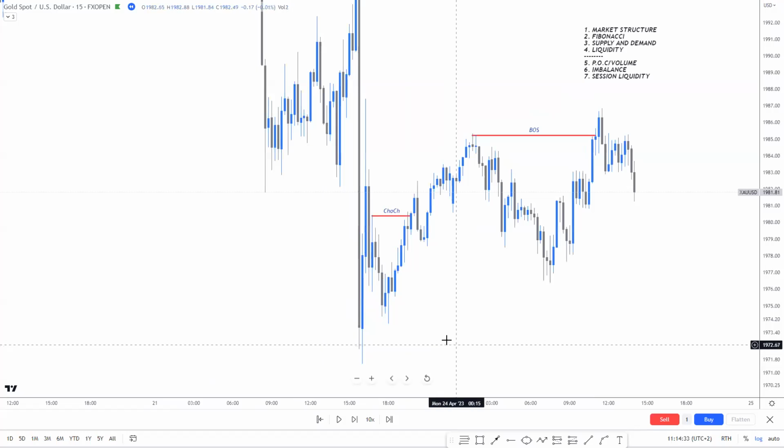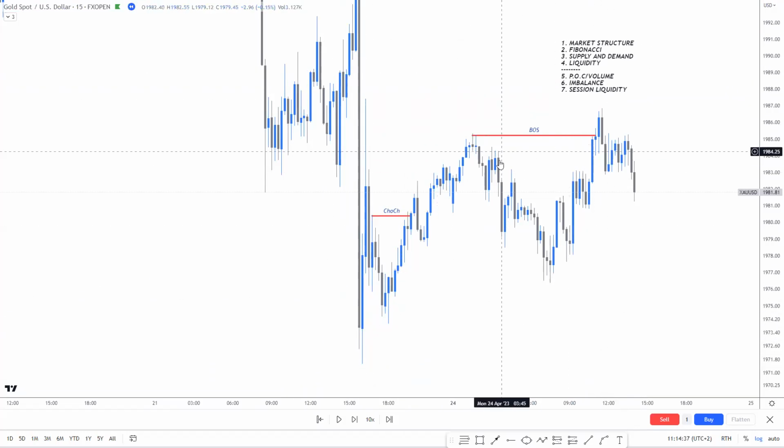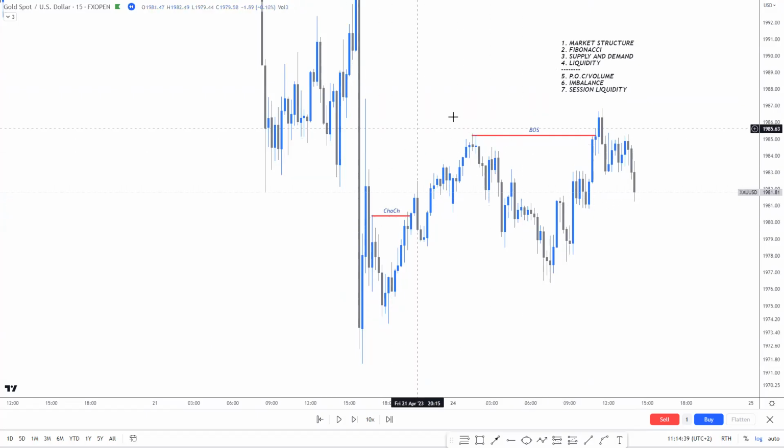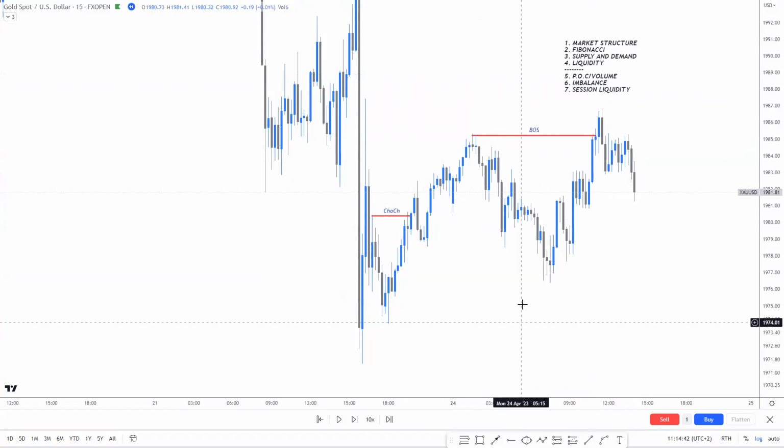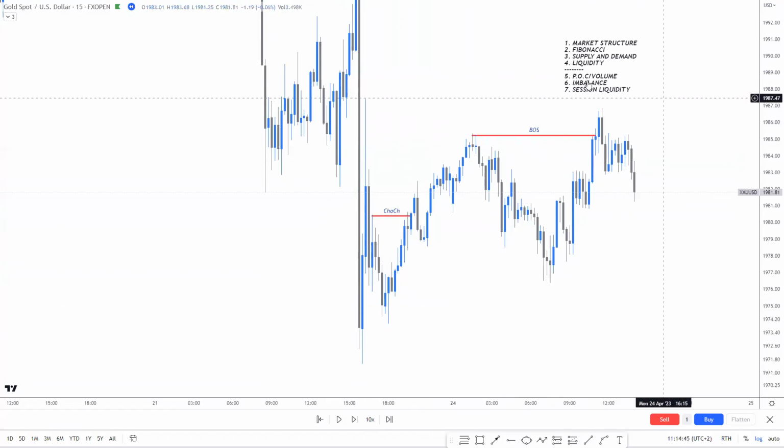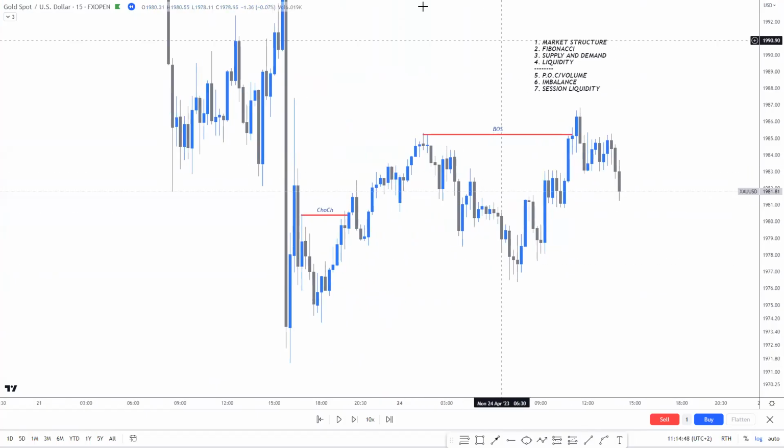Remember, price was holding onto a 1-hour demand zone, and then market structure. I like this sequence of change of character followed by break of structure. So this was the market structure for yesterday, for the buy setup.